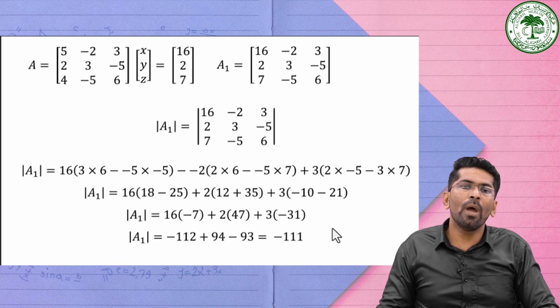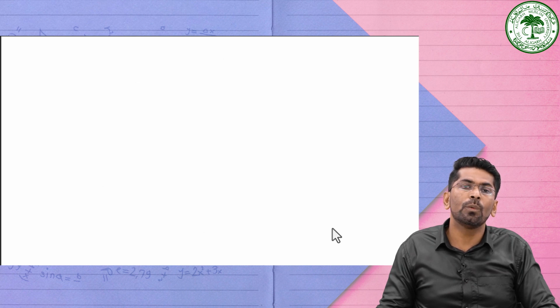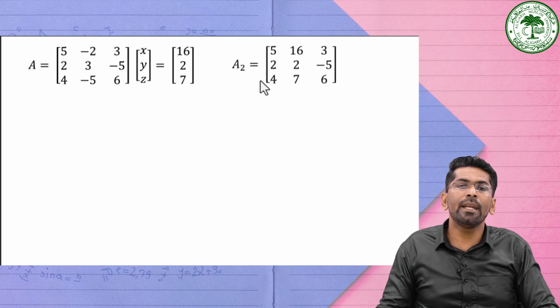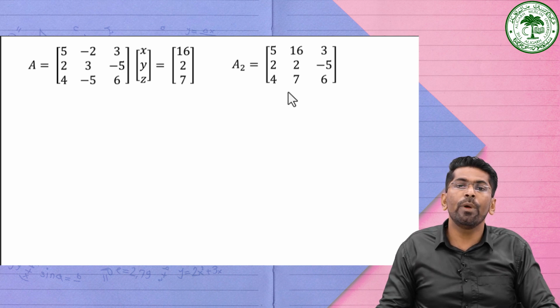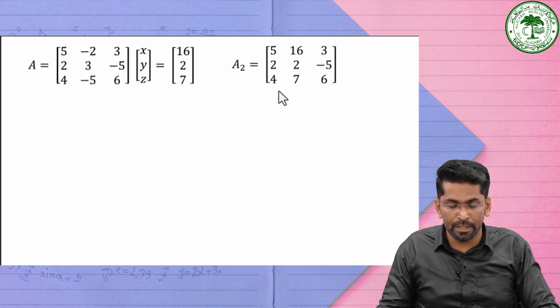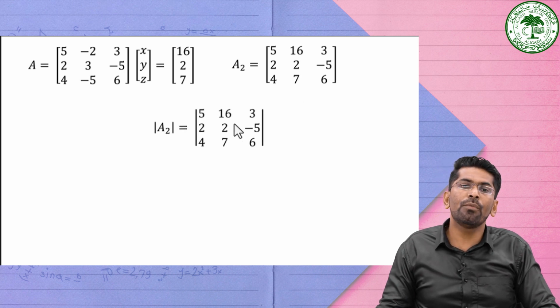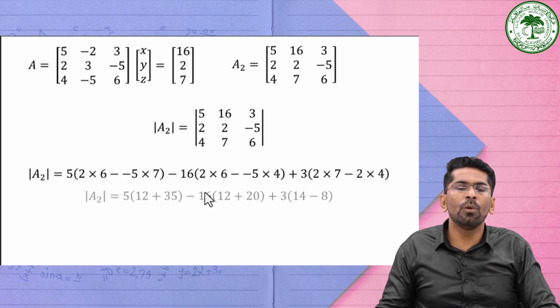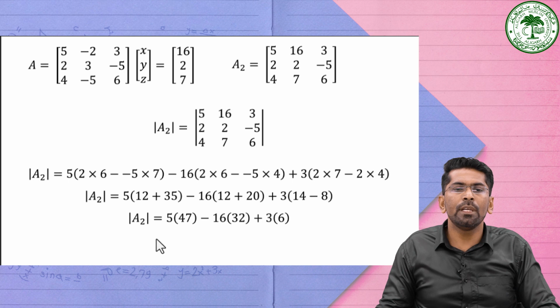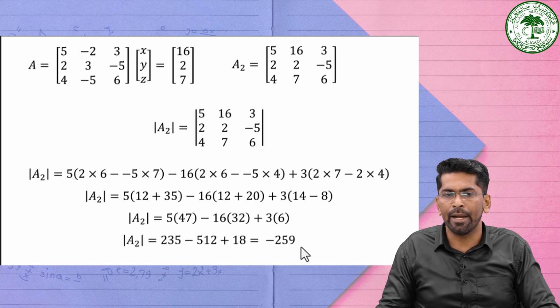Similarly, now I am going to find A2 by replacing the second column, minus 2, 3 and minus 5, using the constant matrix, that is 16, 2, 7. So we have a new matrix, that is A2, and we are going to find the determinant value of this special matrix A2. You know how to find the determinant value, so I am not going to repeat it again here. The determinant value of A2 is minus 259.